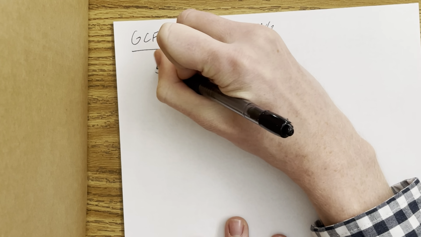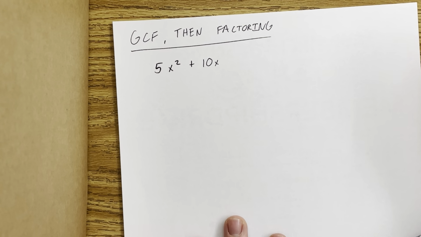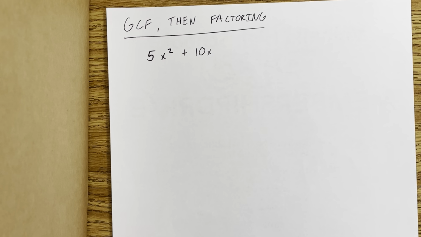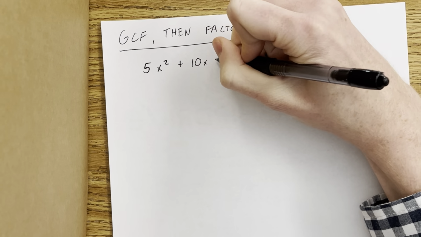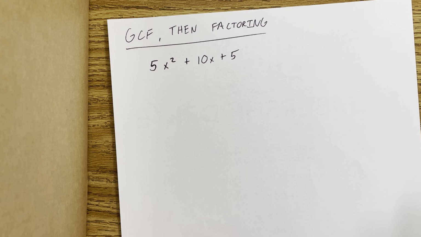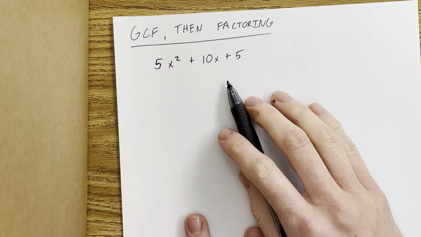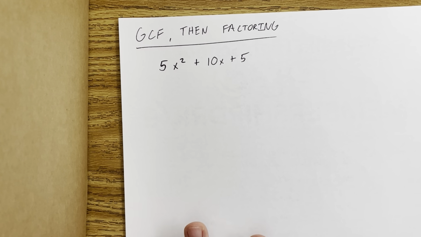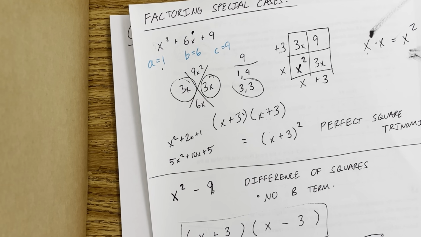So if we have something like 5x squared plus 10x, actually here, let me make sure that I'm doing this right. Yeah, okay, 5x squared plus 10x plus 5. I want to make sure I give you guys a factorable one. So here's our expression. Now the very first thing that we should do for all of these problems, all of them, even these ones, is check if there's a GCF first.